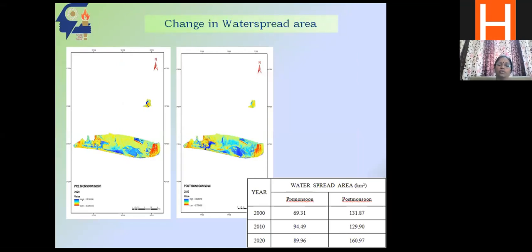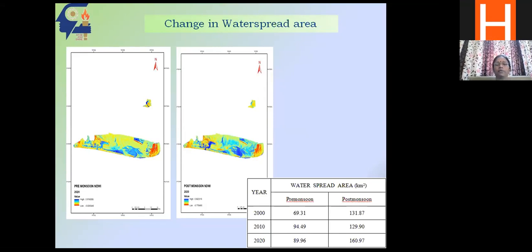The next was we wanted to know what the flooding was in the mudflats. So we took satellite imagery before monsoon and after monsoon. So what you see is pre-monsoon. I have used a particular index called the normalized difference water index. So you can segregate out your water portion alone in a particular study area using some particular bands.